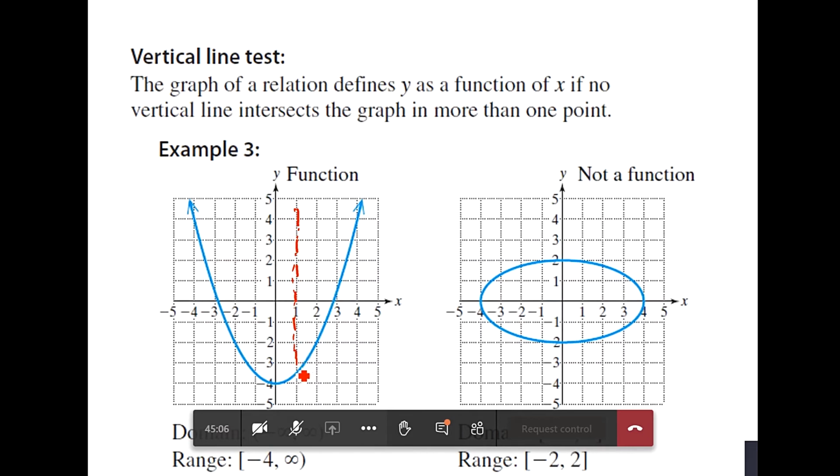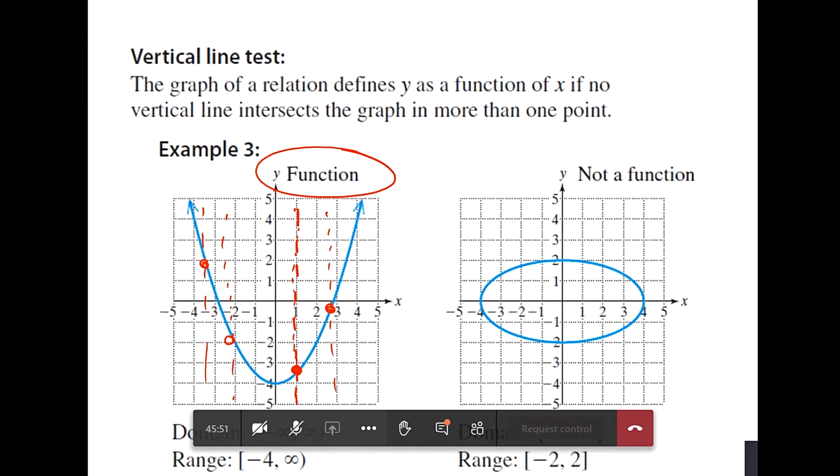Okay, and make the scan, moving this vertical line from left to right. How many intersection points between this line and the curve? If we put it here or move it to the left, we have always only one point. So this is the function, because always we have one point.